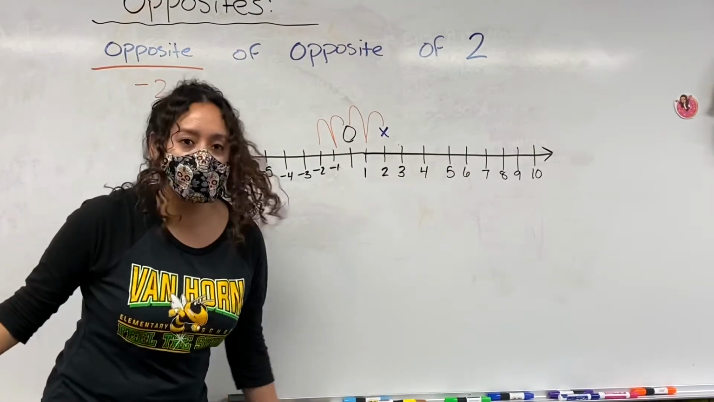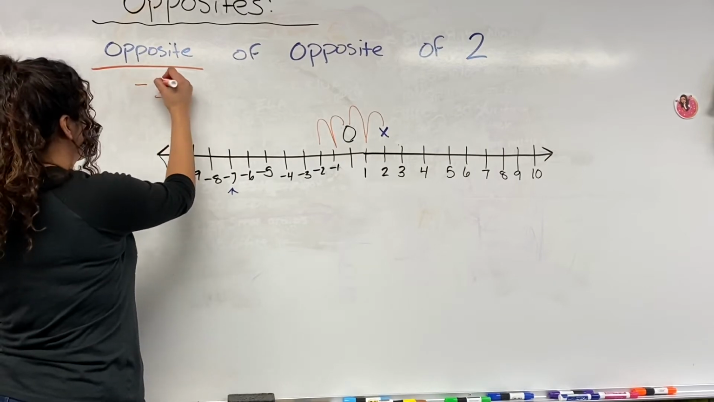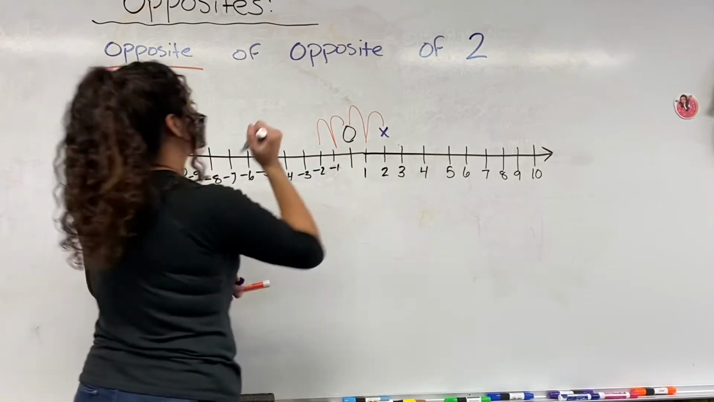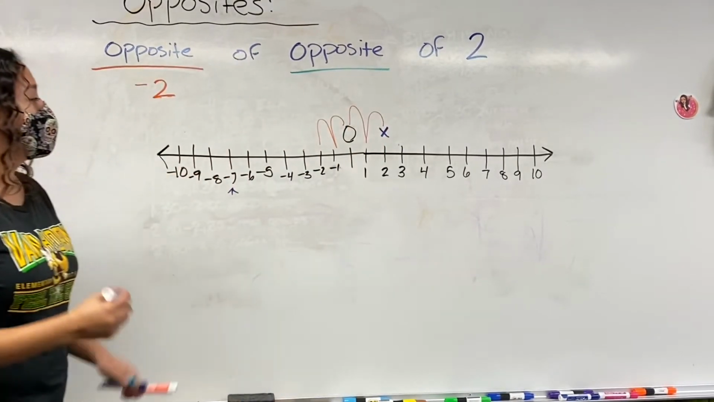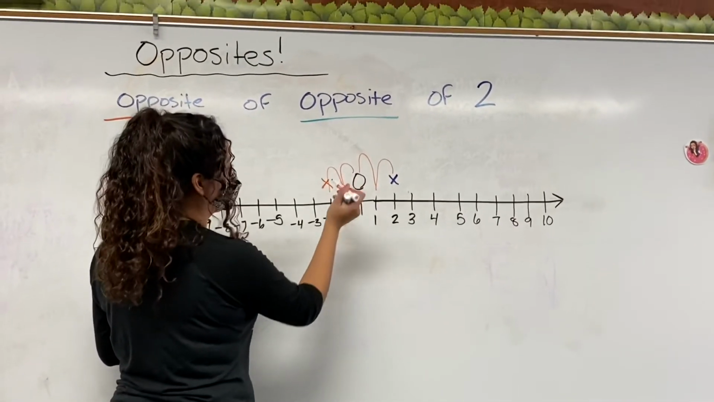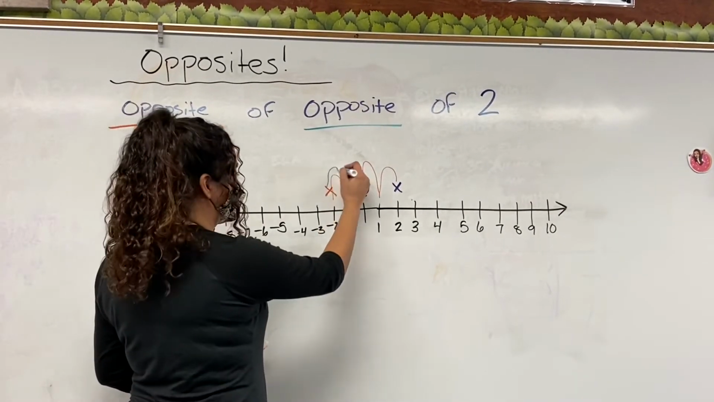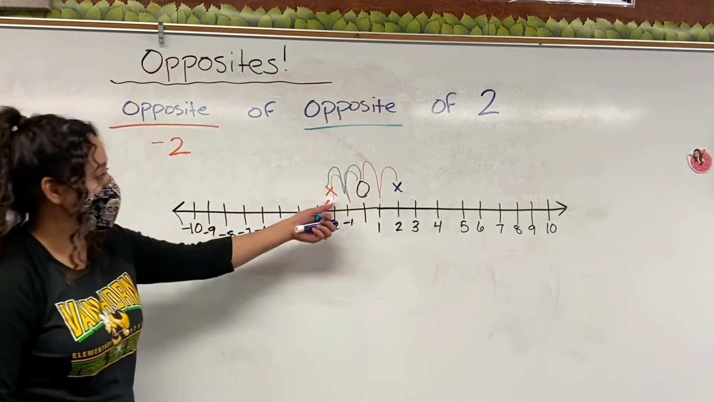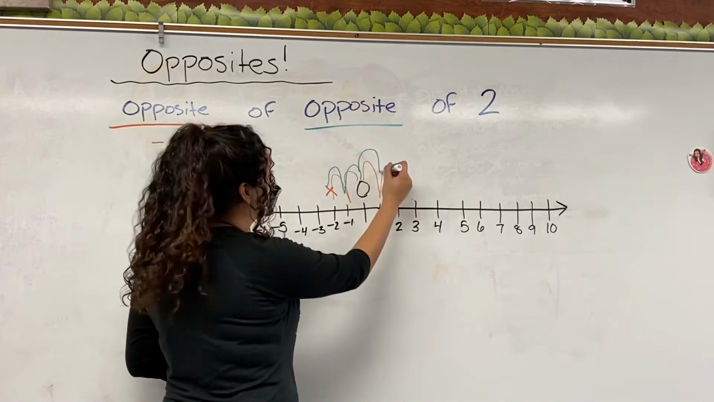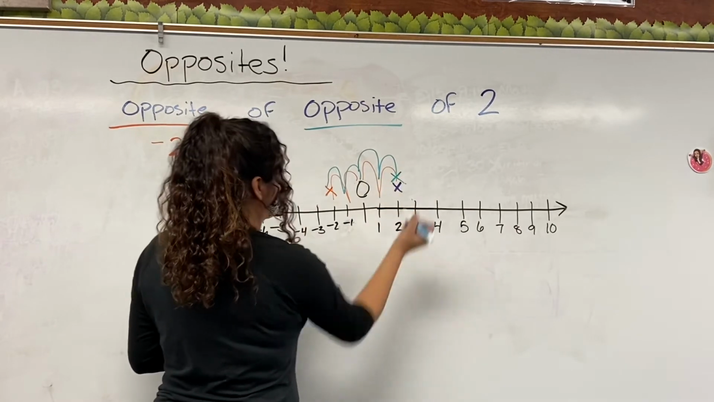But I'm not done, okay? They said the opposite of the opposite. So now I know this is the opposite. Now I need to find the opposite of this one, which is the second opposite they asked me for. So now I'm going to start at -2, and see how many bounces it takes me to get to 0. So 1, 2. So now I got to go that many spaces in the other direction, the positive direction. 1, 2. And my answer there is 2.